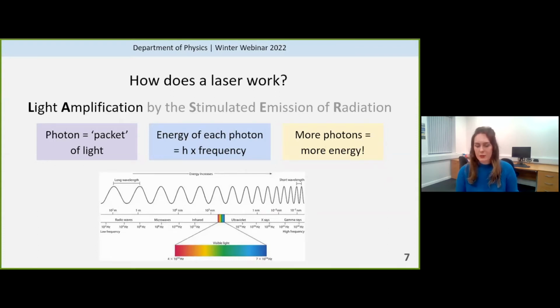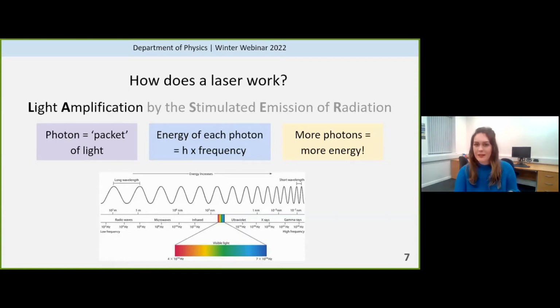So in order for a laser to work, in terms of amplifying it, we want to give it more energy. The way we do that is by producing more photons. So the more photons that we've got within our laser pulse, the more energy it's going to have. So the whole point of it is taking a little bit of light and then creating more photons out of it to give it more energy.